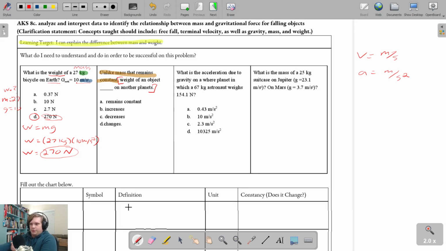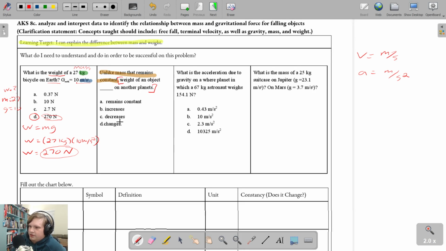Weight of an object blanked on the other planets. Then it becomes a fill-in-the-blank problem. Doesn't matter. It's giving you this first phrase to give you a little wink, wink, nudge, nudge. Hey, you know this? And if you don't know it, you take it and you run. They're not going to give you something wrong. They're not going to flat out say something wrong. So here we go. Unlike mass that remains constant. Great.